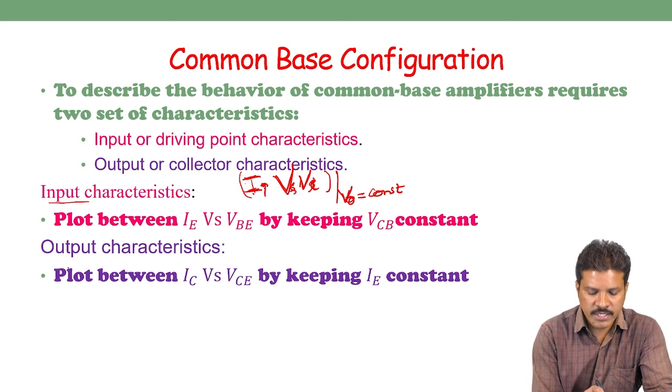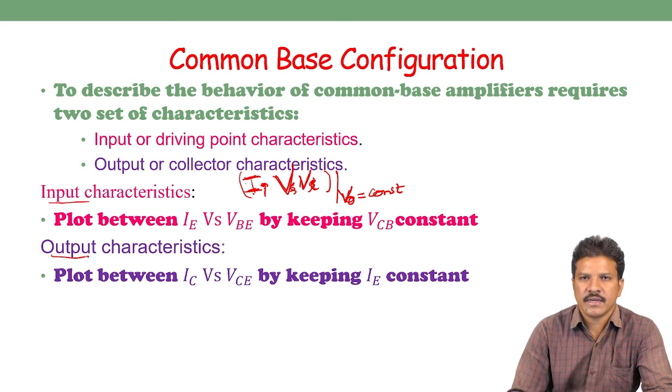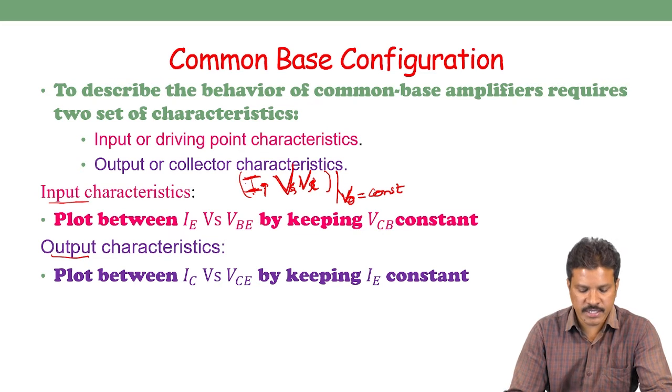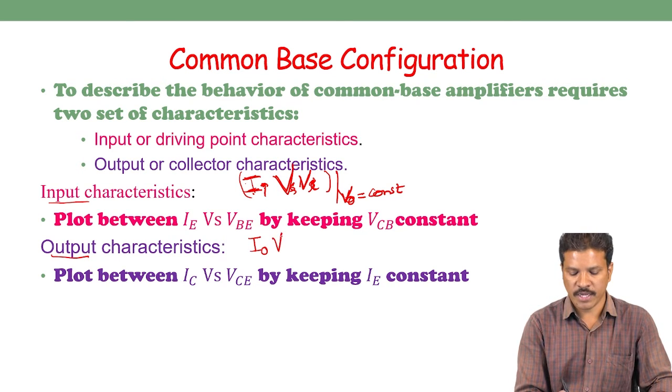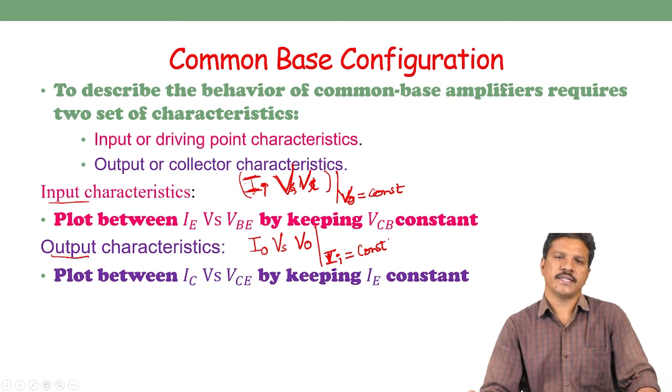So what is output characteristics? What is the general definition for output characteristics? The general definition for output characteristics is, it is a graph between output current versus output voltage by keeping input current constant.